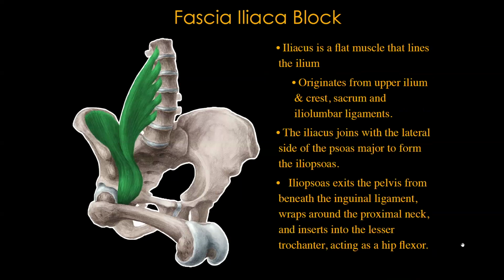Iliopsoas muscle, showing its origins and insertions. So again, iliacus inside the ilium, and the psoas coming off the vertebral bodies, all going to the femoral neck and head, lesser trochanter, to be a hip flexor.